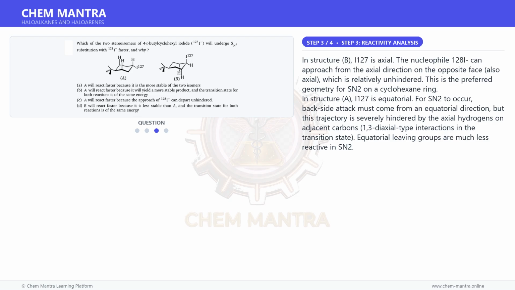In structure A, 127I is equatorial. For SN2 to occur, backside attack must come from an equatorial direction, but this trajectory is severely hindered by the axial hydrogens on adjacent carbons, 1,3-diaxial type interactions in the transition state. Equatorial leaving groups are much less reactive in SN2.